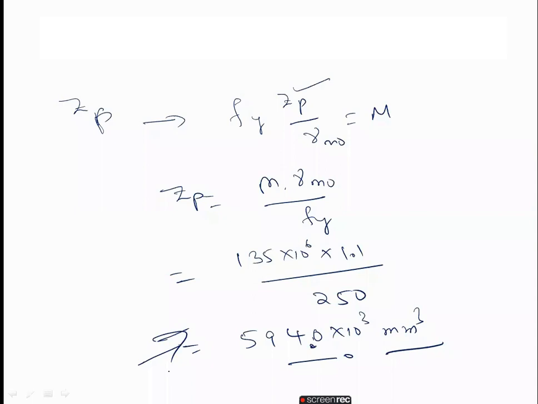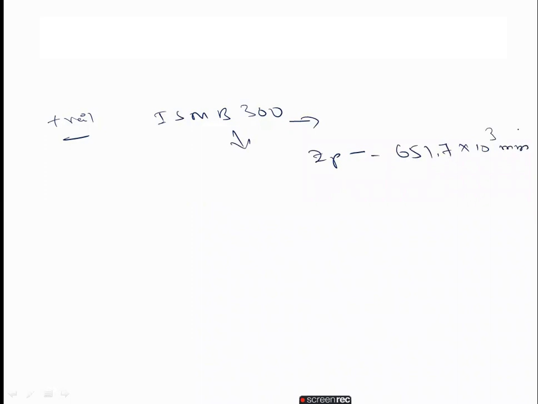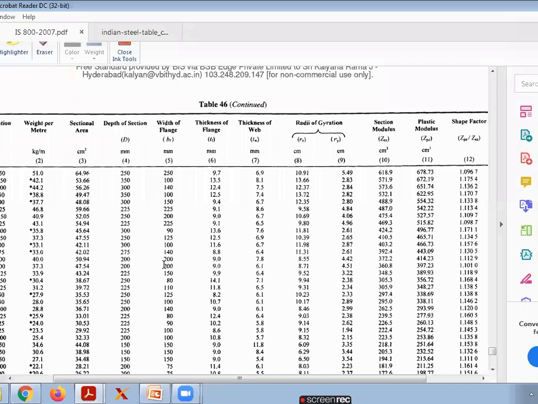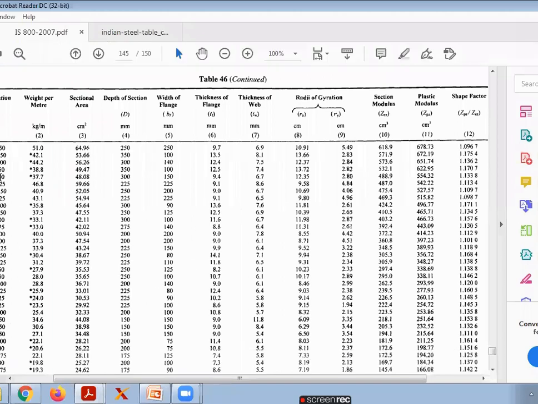Now we have to select a suitable section. I have taken a trial section of ISMB 300. Now I will open the IS 800 code. Why? Because the Zp value is around 651.7 into 10 cube mm cube. I will show you where we take the Zp value from. If you open the IS 800 code book, on page number 139, table number 46, please look into this.